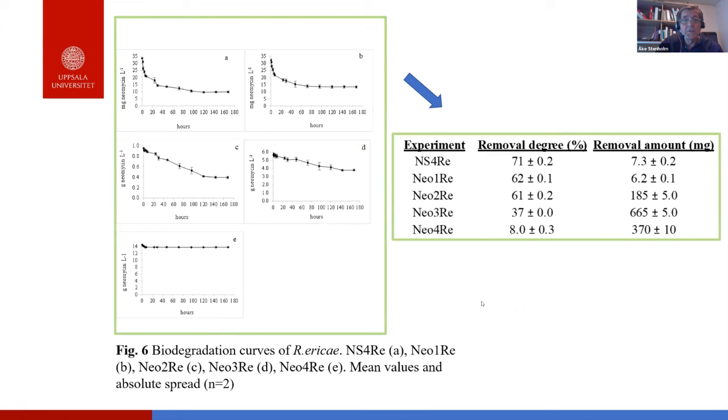Concerning the other fungus, you can see on these graphs that this fungus has the possibility to biodegrade the antibiotic neomycin without any external nutrients. So the conclusion is that this species used neomycin as nutrient. It can thus survive on it.